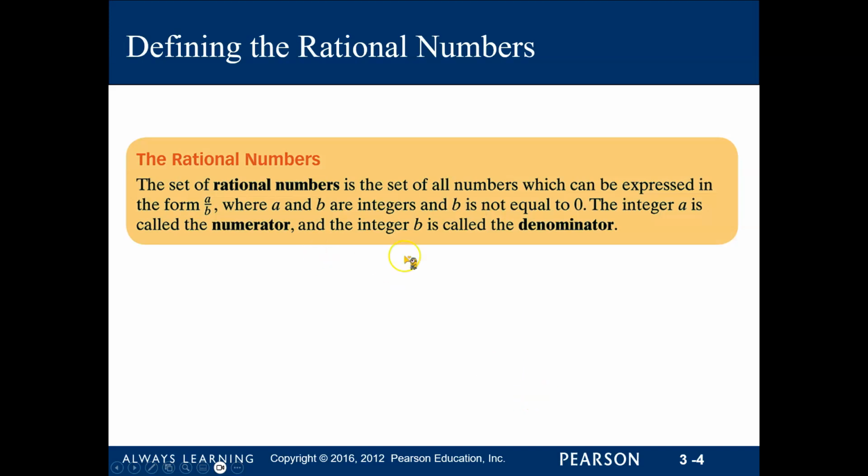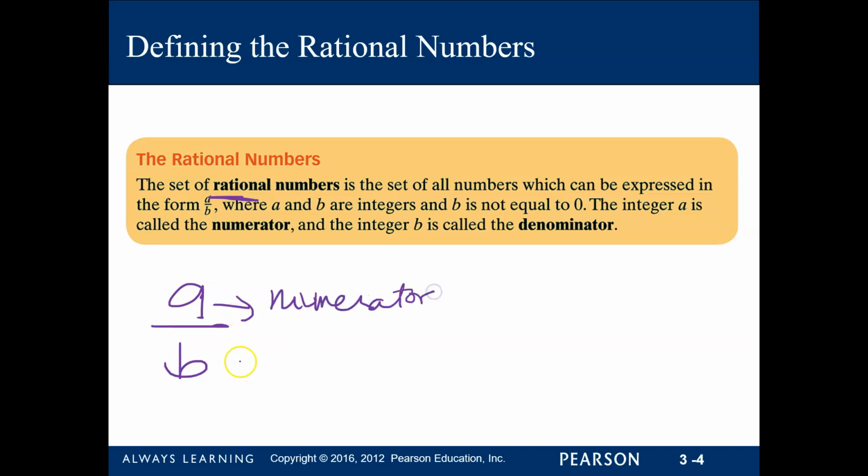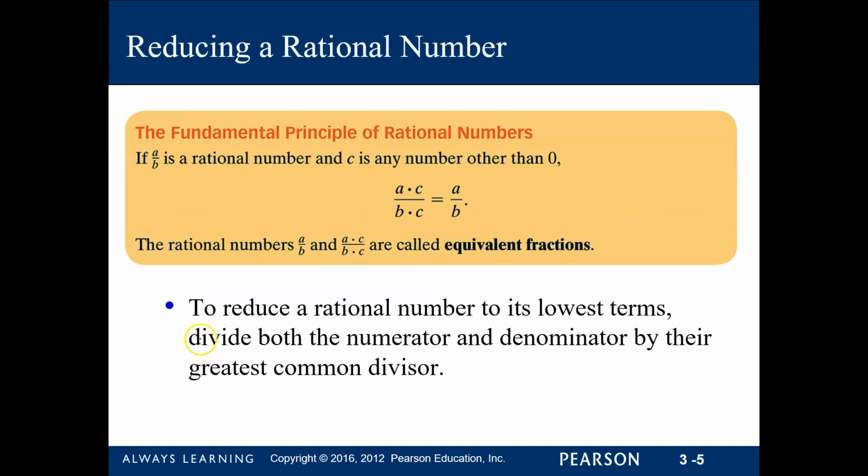So what are rational numbers? Pretty much when we say rational numbers, from the name itself, ratio, these are numbers that you can write in ratio form. So the ratio will be in the form a over b, and we know that a is our numerator and b is our denominator. Numbers that could be expressed in fraction form or in ratio form is what we call the rational numbers.